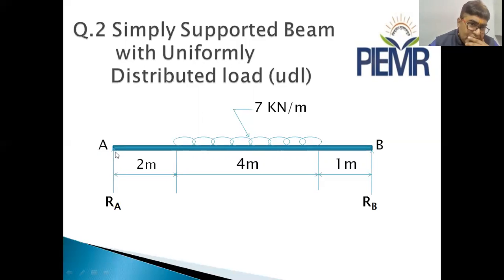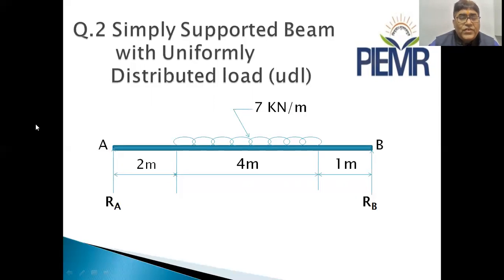As you can see here, B is the beam whose length is 4 plus 2 plus 1, 7 meter, which is supported at point A and point B. Therefore, reactions at point A will be RA upward, and the reaction at point B will be RB upward. And there are 2 points. One point is at a distance of 2 meter from A, and another point is 1 meter left from point B. The uniformly distributed load is distributed for 4 meter from this point to this point, and the uniformly distributed load is of 7 kilonewton per meter.